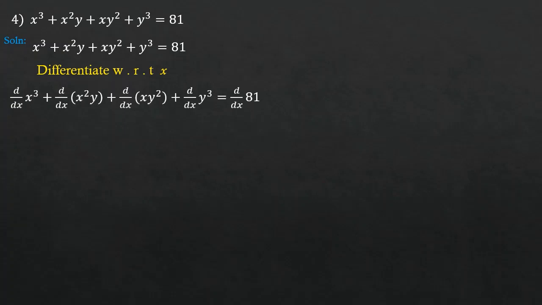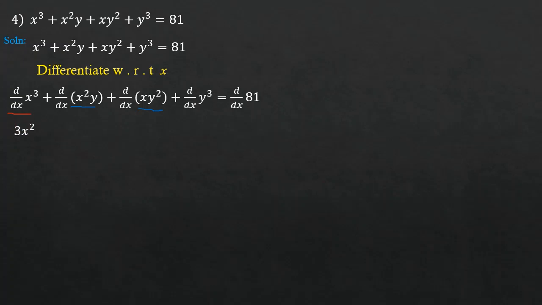So first we copy the question as it is, and differentiate with respect to x, writing the derivative operator d by dx with each term. Wherever we have x square into y and x y square, for those terms we have to apply the u into v rule, and for the other terms we directly write the answer. So first we take the derivative of x cube, which is 3x square.